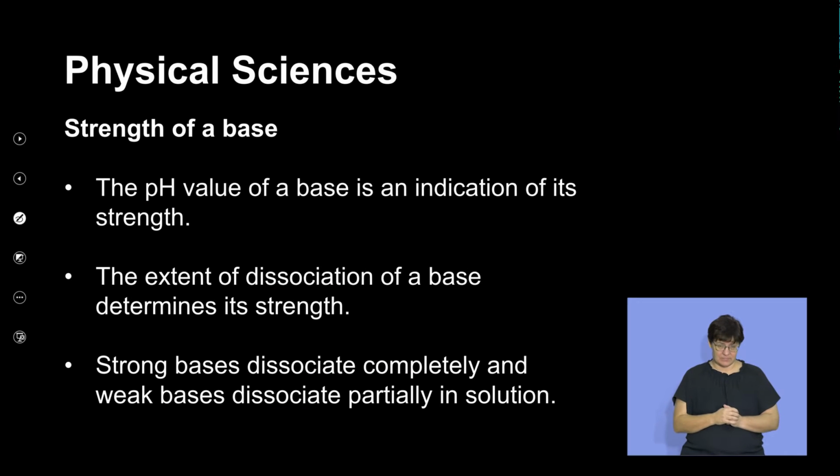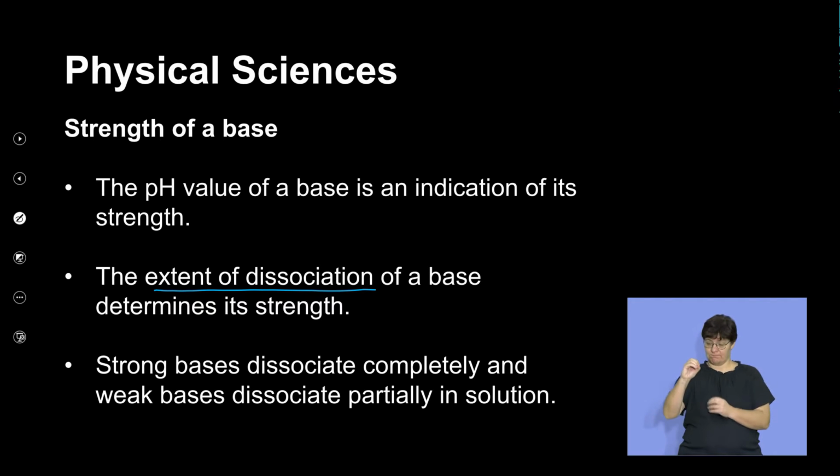Right. Now let's look at the strength of a base. So the pH value of a base is an indication of its strength. So pH value closer to 14, strong base. pH value closer to but greater than 7, weak base. Right. This is per the pH scale. And then the extent of dissociation.